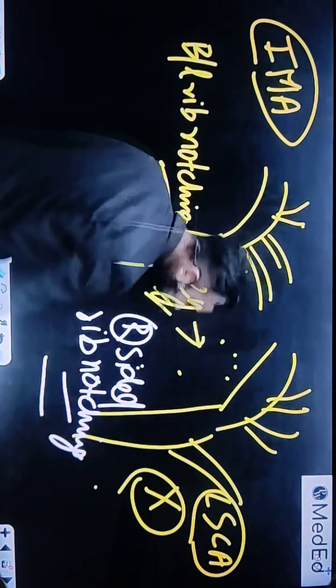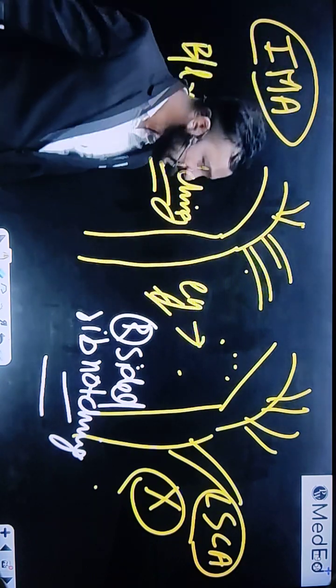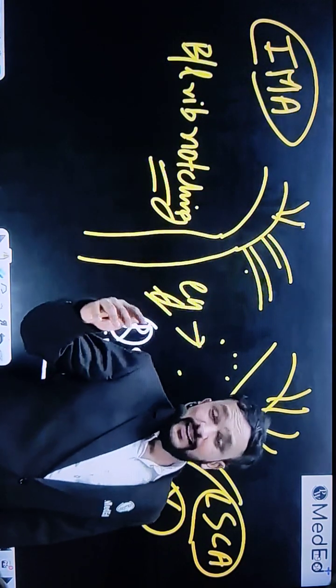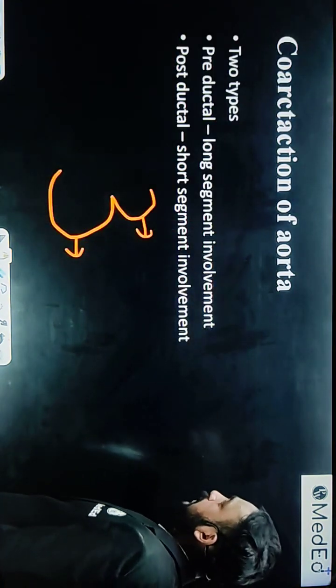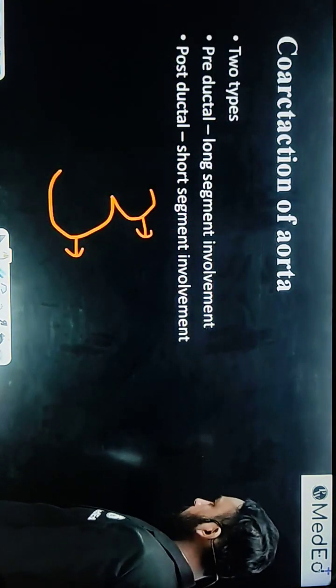Okay? Is that right? So when rib notching is present only on the right side, it means that there is preductal type of coarctation of aorta. Right?